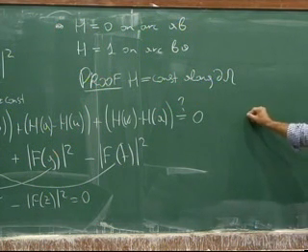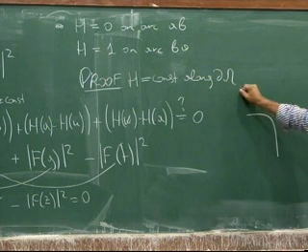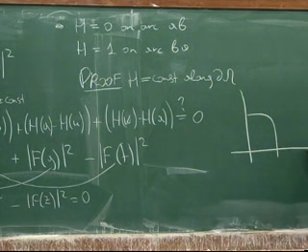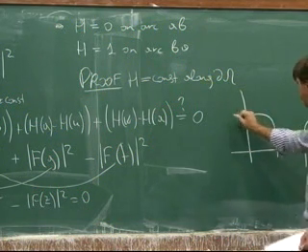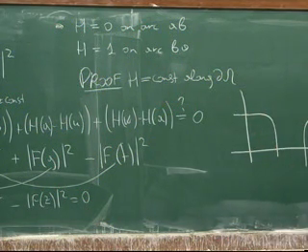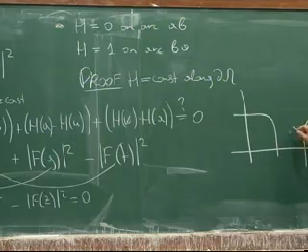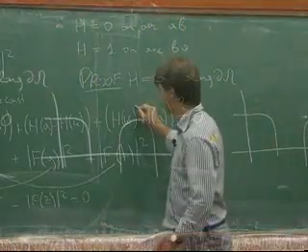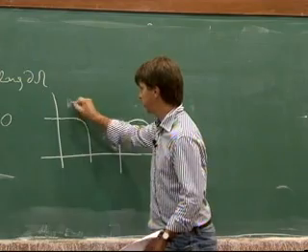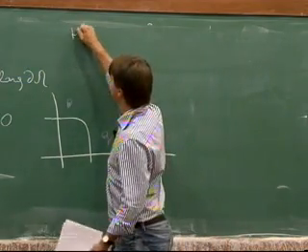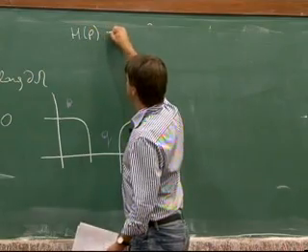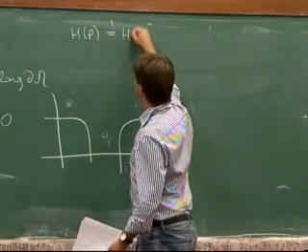So let me just draw a piece of the boundary. This is one possibility for a piece of the boundary. And I want to show that H is constant, that H is the same at those points. So let's say points P and Q, for example. The question is whether H of P is equal to H of Q.